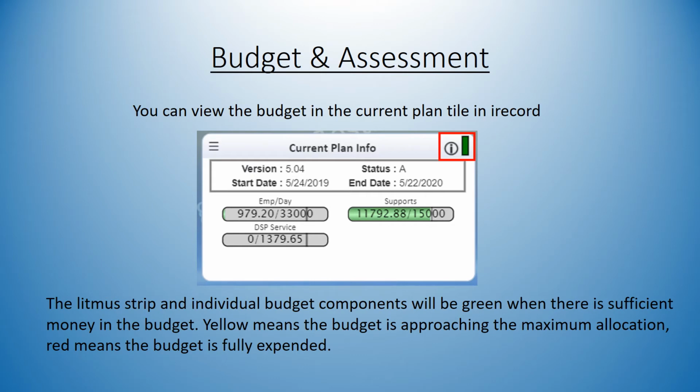Budget information is displayed on the plan tile in iRecord. Again, the litmus strip will tell you the budget status. Green is allocated, yellow is approaching the maximum availability, and red is fully allocated. The individual budget components and amounts available and allocated are also shown on this tile.